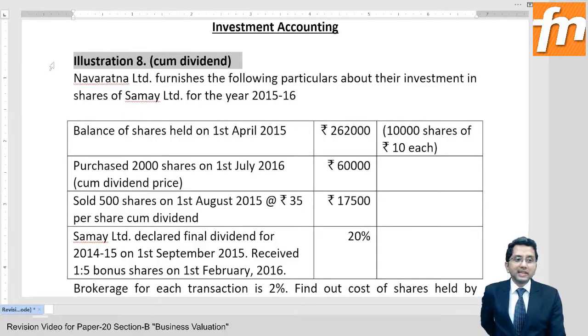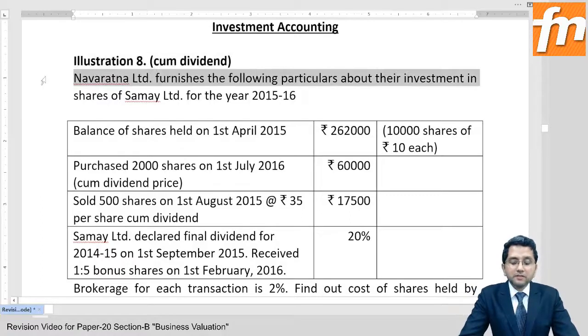But if I don't sell the share now, wait for 31st of March, receive the dividend, and then on 1st of April I sell you the share, it will become ex dividend, excluding dividend, ex dividend.